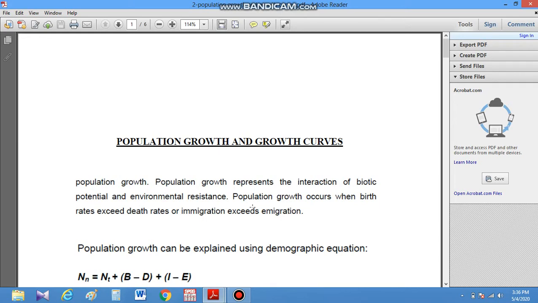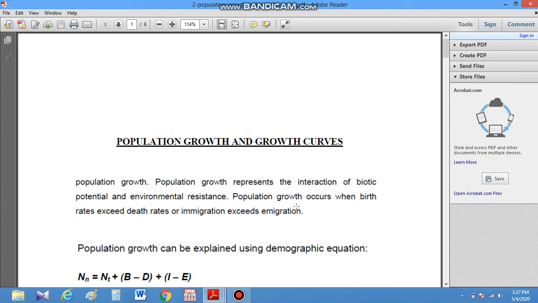When birth rate exceeds death rate, then you can say that the population is growing. Or when immigration exceeds emigration, then the population is growing. Immigration means the act of people entering a given area, and emigration is people leaving the given place in a unit time. So when immigration exceeds emigration, the population is increasing.